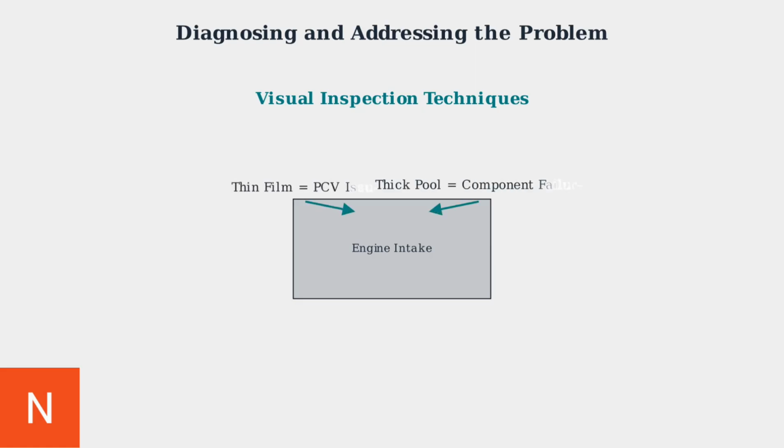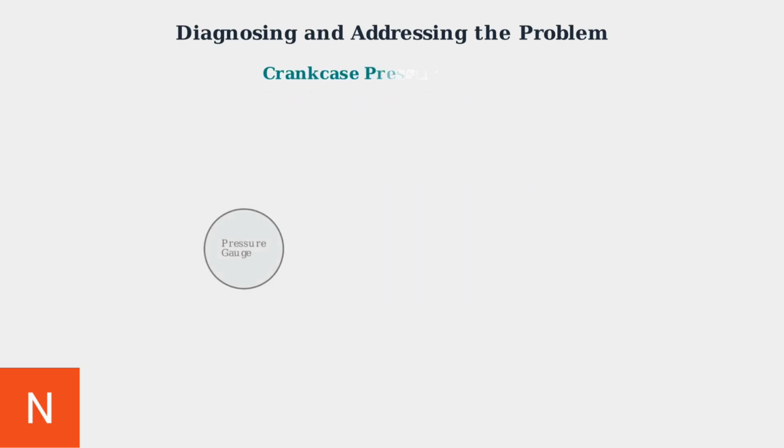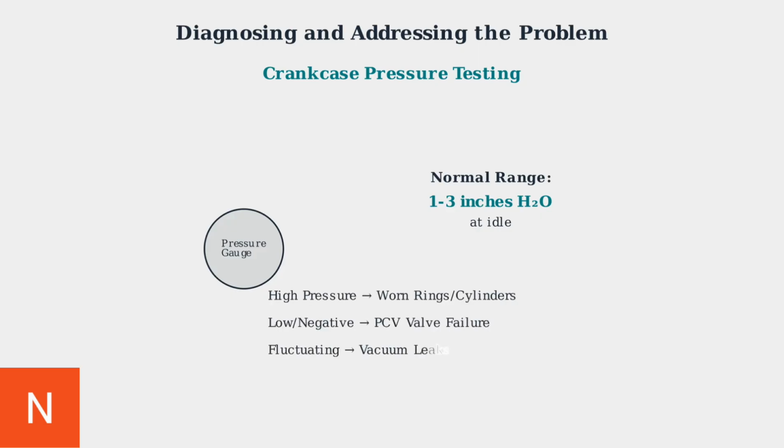Look for specific oil patterns in the intake manifold. A thin oil film indicates vapor condensation from the PCV system, while thick accumulation suggests mechanical component failure. Pressure testing measures crankcase pressure to evaluate PCV system performance. Normal crankcase pressure should read between 1 to 3 inches of water column at idle. High crankcase pressure indicates excessive blow-by from worn piston rings or cylinders. Low or negative pressure suggests PCV valve failure or vacuum leaks in the system.